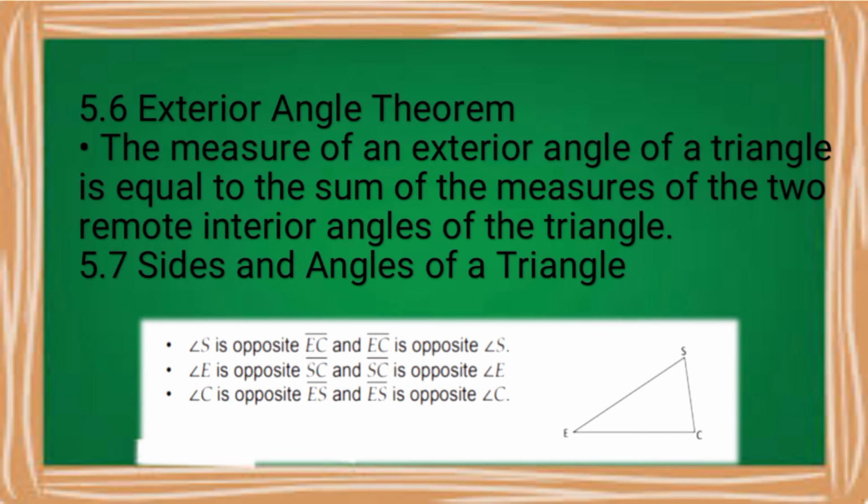So here angle S, and angle E, angle C. So angle S is the opposite of EC, and EC is the opposite of angle S. So same as the angle E is the opposite of EC, and EC is the opposite of angle E. So that's it.